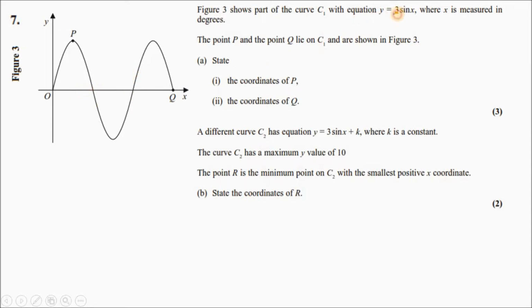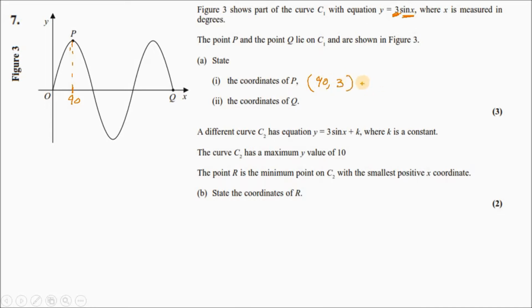3 is the amplitude. Amplitude means this is the height from the mean value, or from the mean position. That means from here to P, we have 3 units of amplitude. Now state the coordinate of P and the coordinate of Q. Clearly, if you see the diagram, this is the first maximum value and it is a sine curve, and x is an angle. So this angle should be 90, and the height, as I told you, is the maximum value, which is the amplitude of this equation, which is 3. So coordinate of P is 90 comma 3.